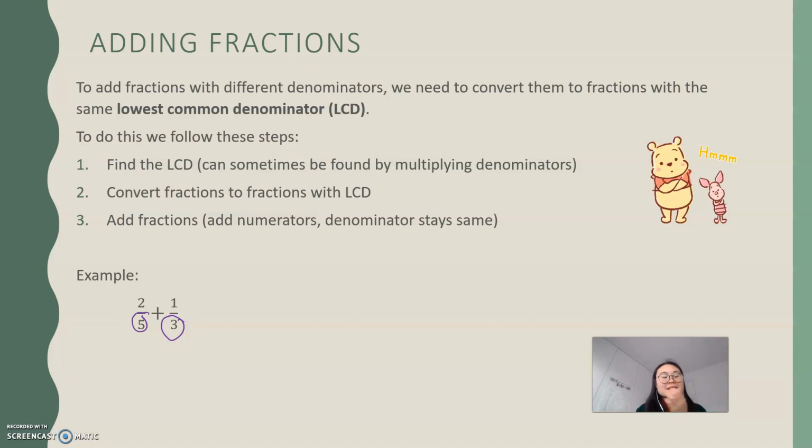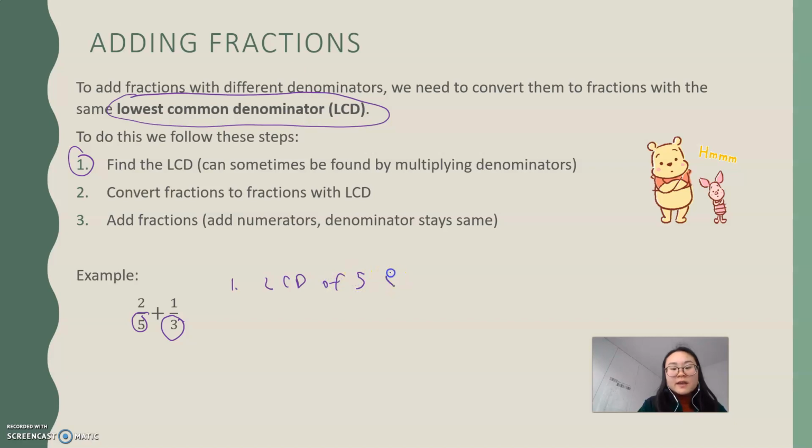Okay, so we need to change them, and we're going to change them into the lowest common denominator. So the first step is find the lowest common denominator of 5 and 3. To do that, you need to find the lowest common multiple. There's a few ways you can do this. Number one, you could go 5 times 3, that gives you 15.